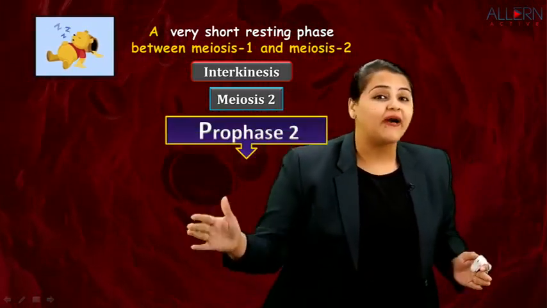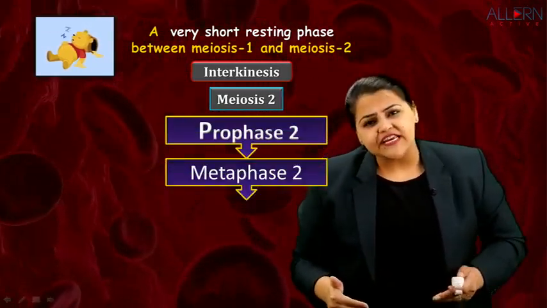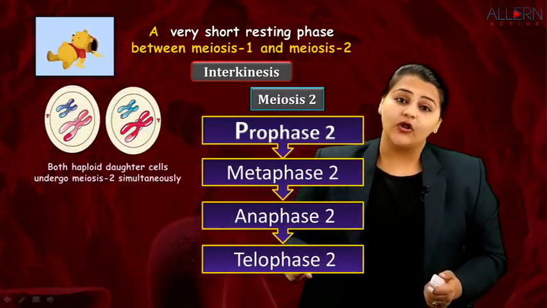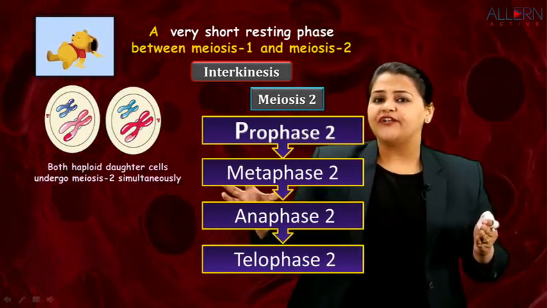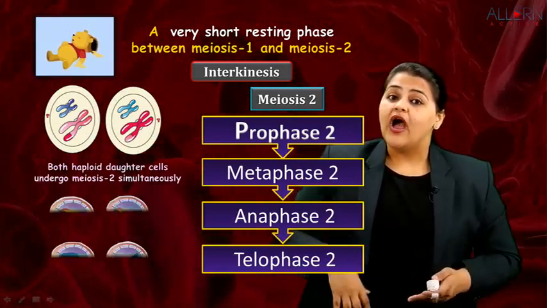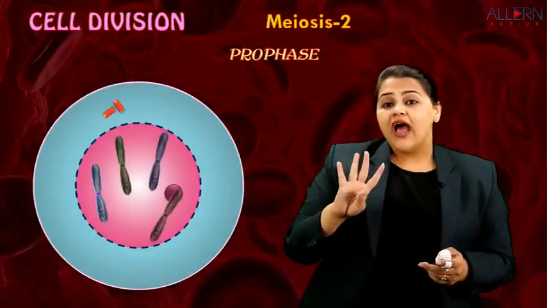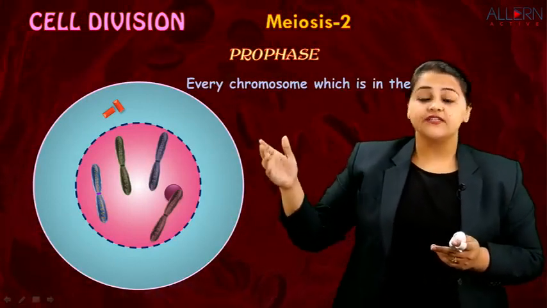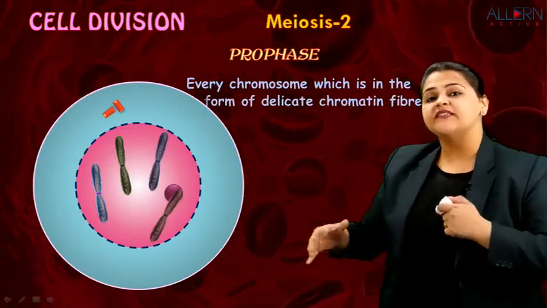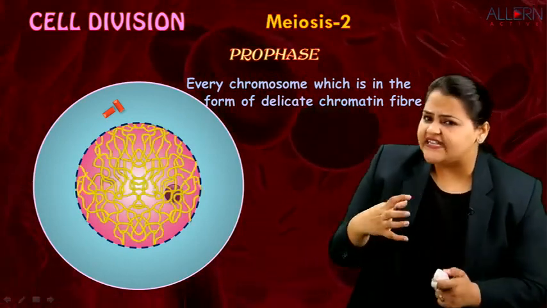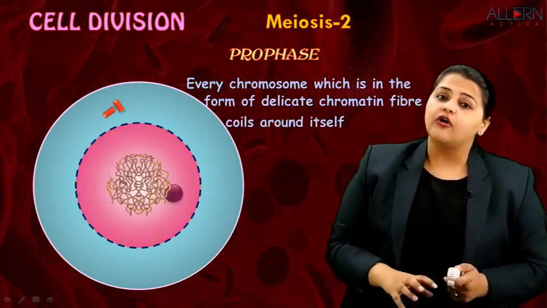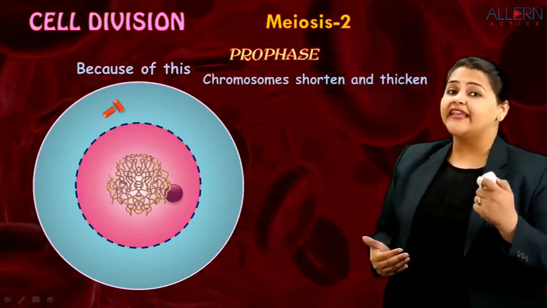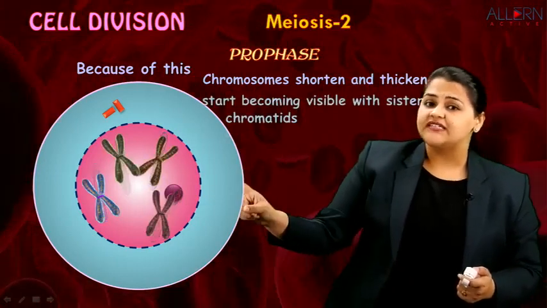So that's a revision of mitosis. It is divided into 4 stages: prophase 2, metaphase 2, anaphase 2, and telophase 2. And in all this, both haploid daughter cells will undergo meiosis 2, and then they will form 4 haploid germ cells. Now let's see how that happens. We have prophase 2, in which every chromosome again forms these condensed structures, and when they form these condensed structures, they will get converted into chromosomes. Now when they get converted into chromosomes, this is how they'll appear.